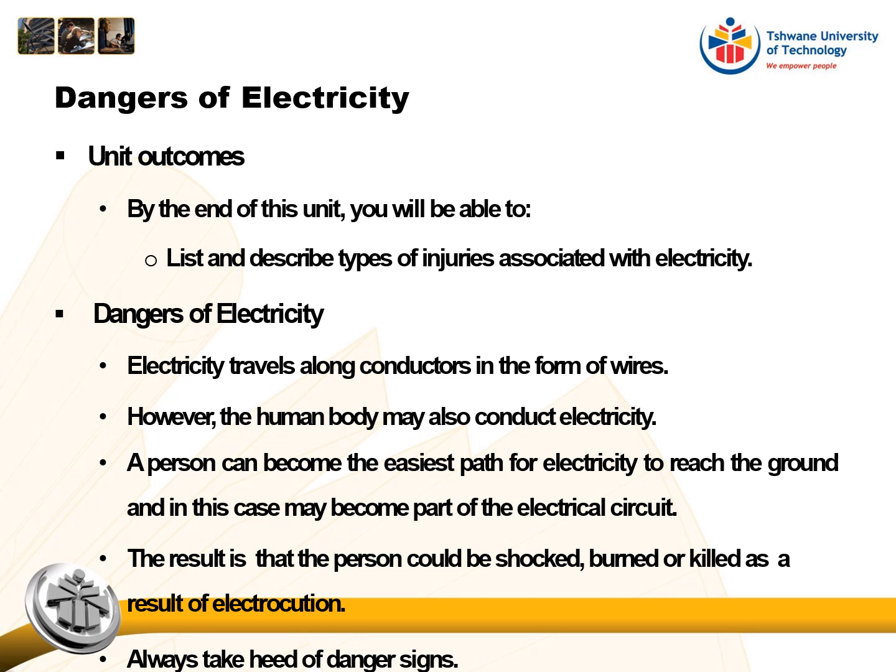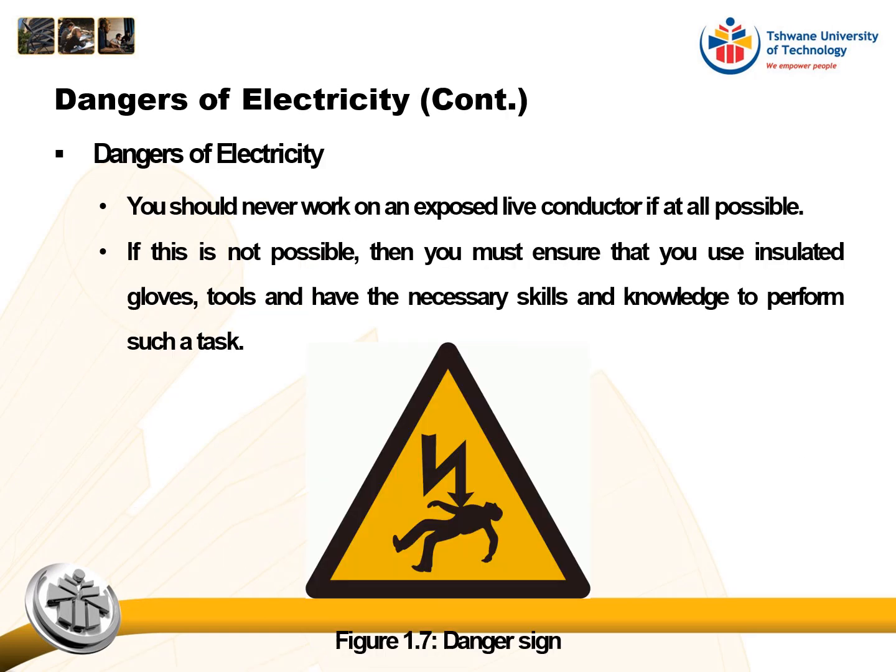Always take heed of danger signs. So always follow the danger signs that are placed in the workplace. You should never work on exposed live conductors if at all possible. If this is not possible, then you must ensure that you have insulated gloves, tools, and all the necessary skills and knowledge to perform such a task. So what kind of sign is listed here in figure 1.7? Go back to safety signs and check what type of sign this one is.